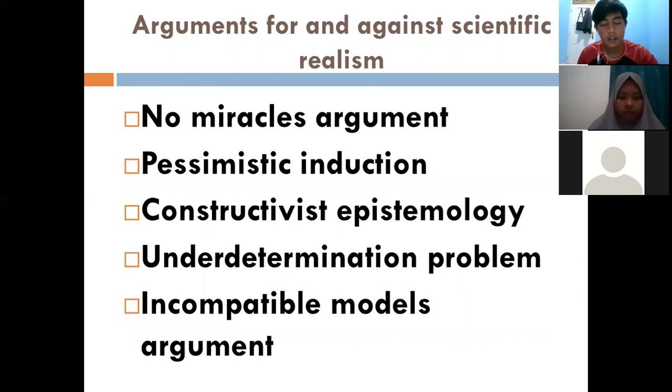In philosophy of science, underdetermination is often presented as a problem for scientific realism, which holds that we have reason to believe in entities that are not directly observable, talking about scientific theories. And the last, the incompatible models argument. According to the incompatible models argument, in certain cases, the goal of science is to provide a true description of a particular part of the world, the observable part.